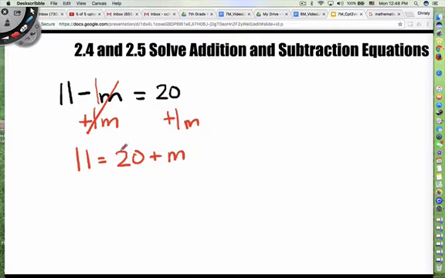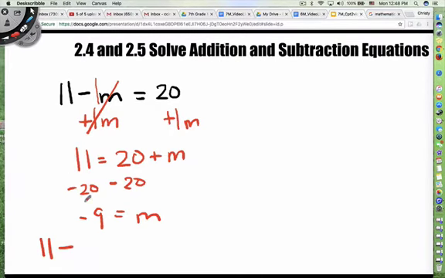Okay, now we're into our addition equation again. So now we can subtract 20 from both sides. We have negative 9 is equal to m. And then, of course, we check ourselves, right? We want to make sure that we're doing the right thing. Especially when you do something tricky like this, it does not hurt to check.